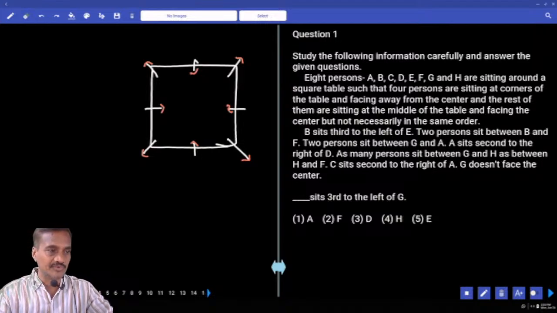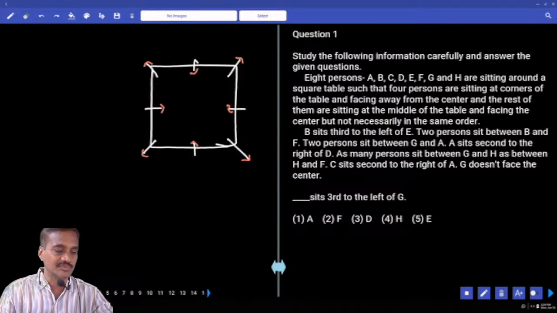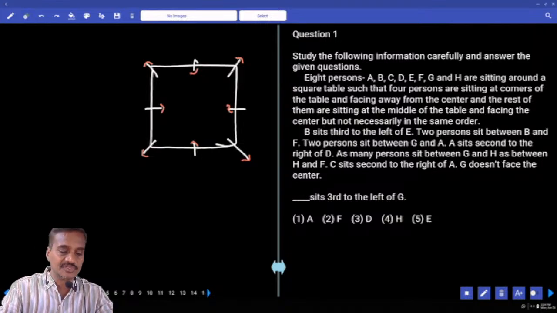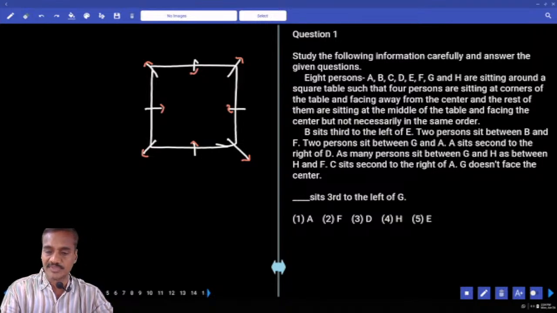Now, in these types of questions wherein inward and outward is given, first we need to check for what? The direction of any person. Any information given regarding the direction? Now G does not face the center. As G does not face the center, G must be at one of the corners, isn't it?